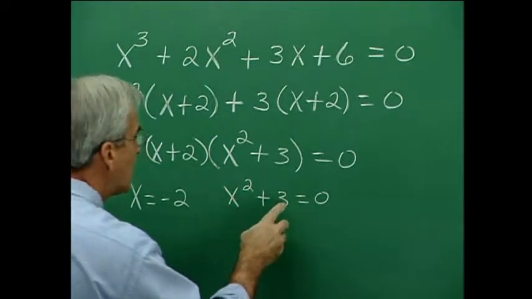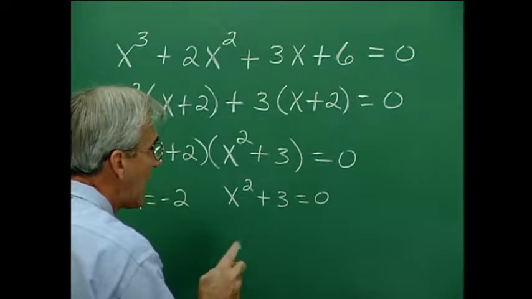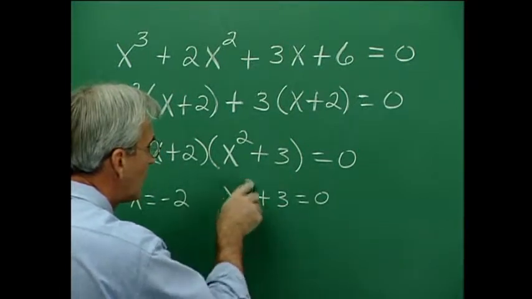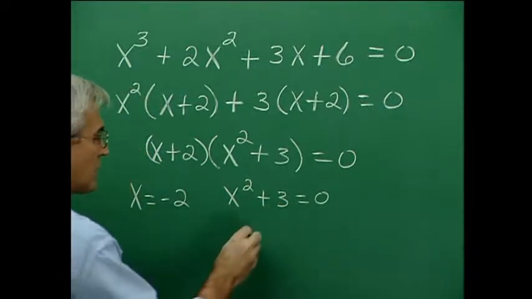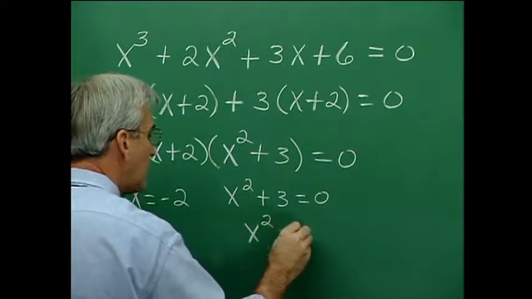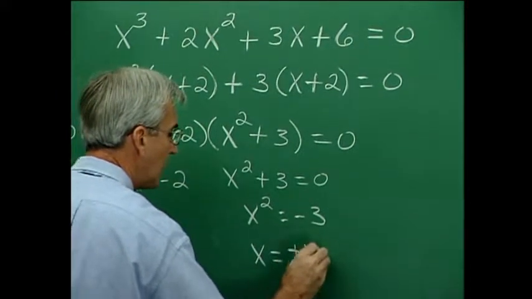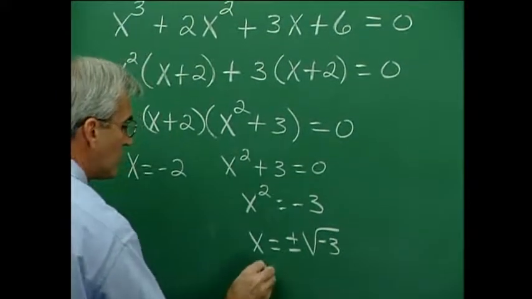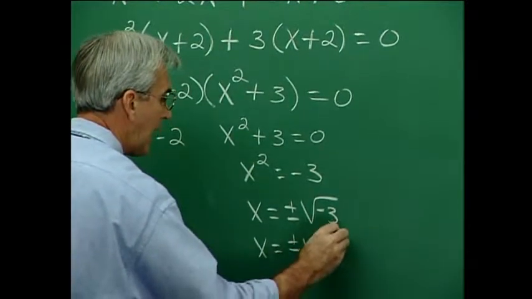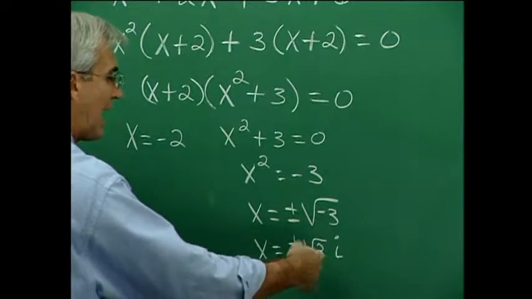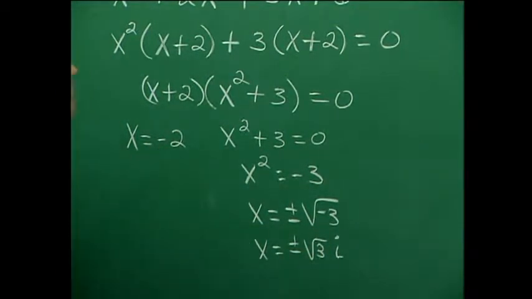Now I see that we can use the extracting square roots idea, because we have a single variable quantity squared here and a real number involved in our equation. So I can set x squared equal to negative 3. x then is plus or minus the square root of negative 3. So x is plus or minus the square root of 3 times i. So now I have two imaginary solutions and one real number solution.